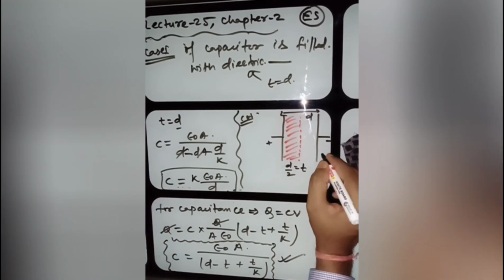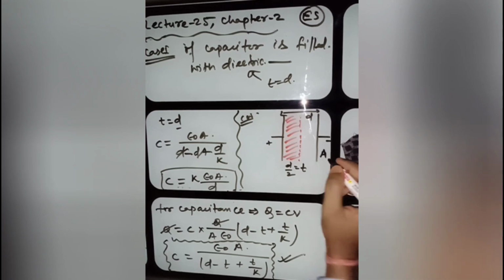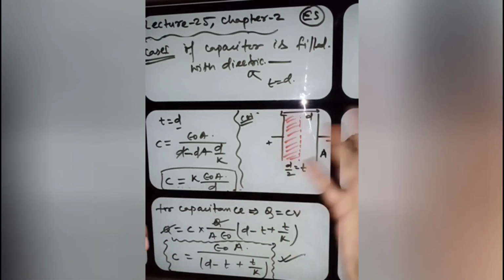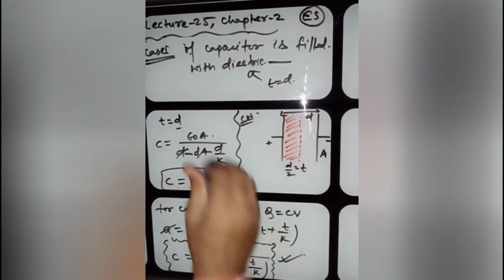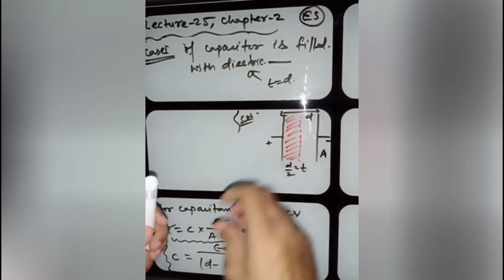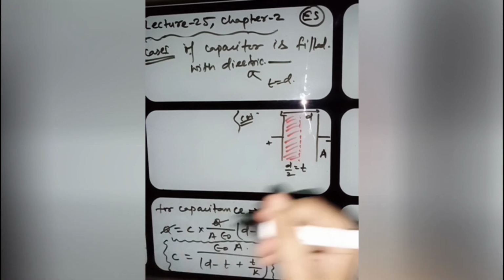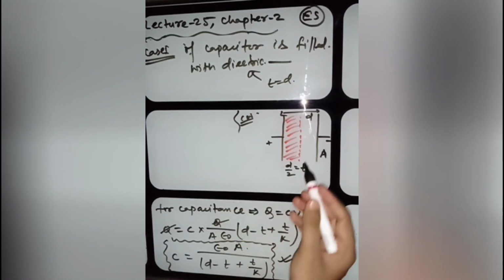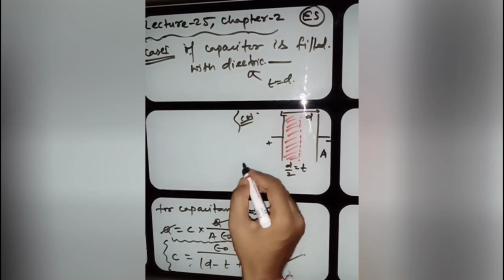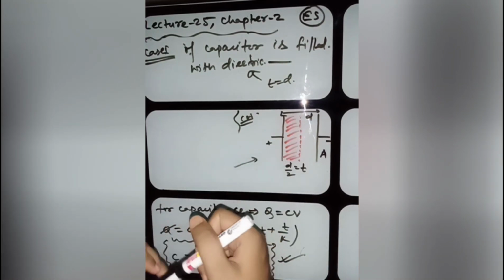All the required quantities are the same, that is the plate area and so on. Could you write? If you can, then write the answer. It is very simple. You have to just put all the quantities in this formula: epsilon naught A divided by D minus T, which is D by 2, plus D by 2 by K, and then you will have the answer. So you can solve such questions.